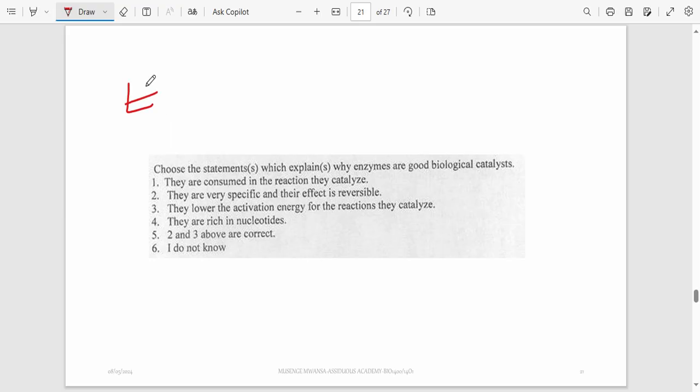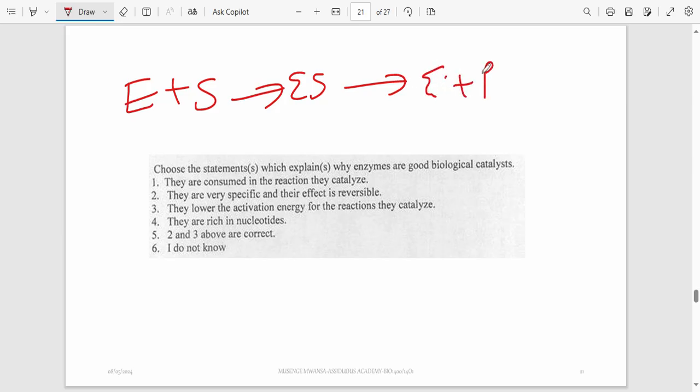Okay. So when enzyme binds to substrate, you form the enzyme-substrate complex, and then you form your enzyme plus product. These reactions can also go in the backward direction, so that's reversibility. Okay, so we can pick option 5.